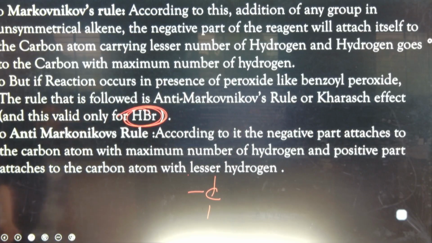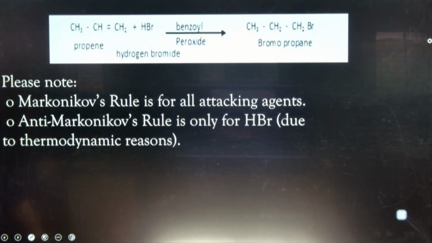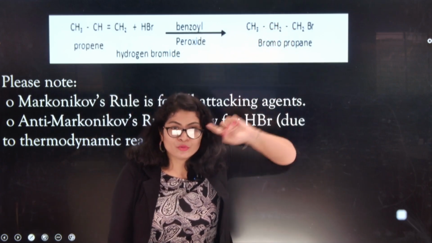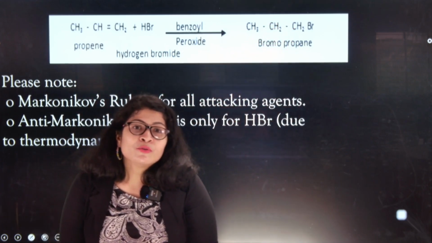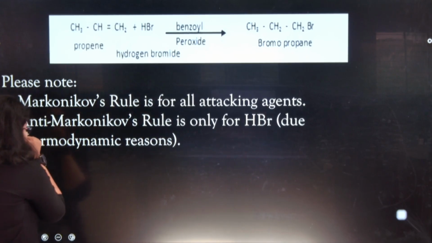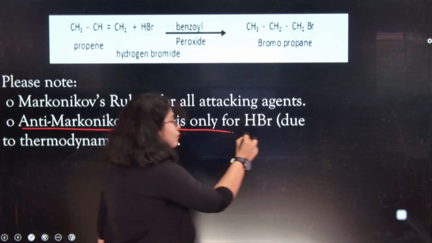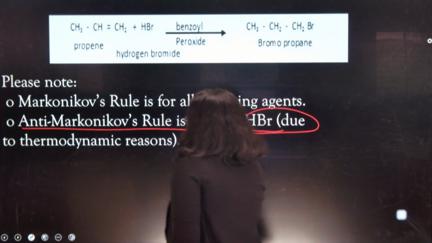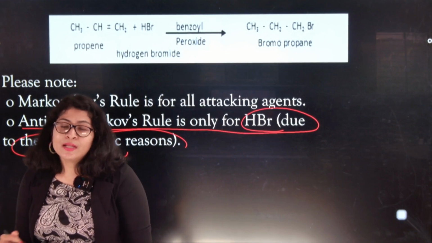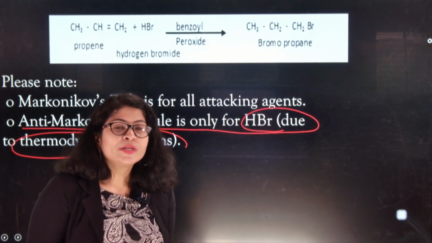Wherever you see the presence of peroxide, like benzoyl peroxide, it will obviously follow the anti-Markovnikov rule. Now see, Markovnikov's rule is for all attacking reagents, but the anti-Markovnikov rule is only followed for HBr due to thermodynamic reasons. For HCl, HI and others, the anti-Markovnikov rule cannot be followed.